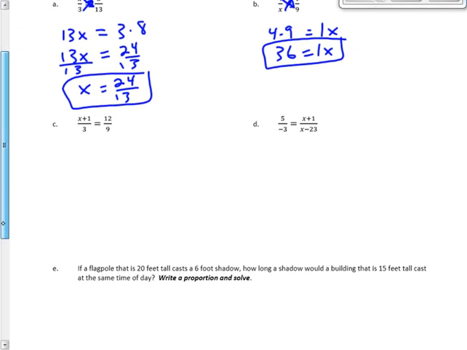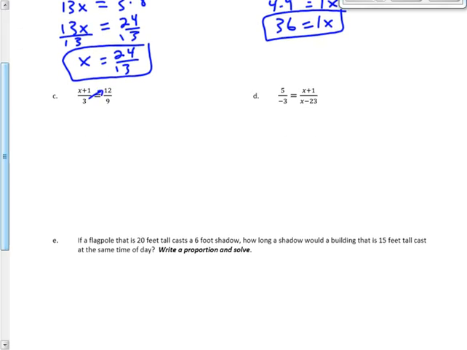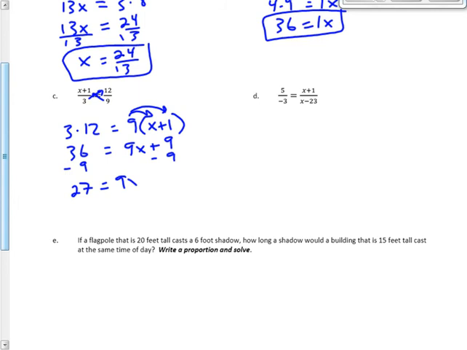Part C, when I go through, 3 times 12 equals 9 times x plus 1. That x plus 1 has got to go in parentheses. So that 3 times 12 is 36, and then distributive property over here on the right-hand side. Nice friendly equation. 27 is equal to 9x, divide by 9, and x is equal to 3.